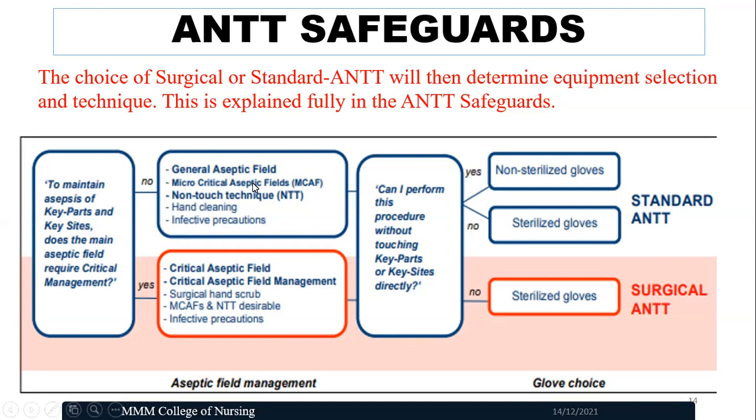Next, we'll see the microcritical aseptic field. Here also we ensure the asepsis. That is, the caps or the covers which come in contact with the key parts during the procedures are ensured to be sterile. Ensuring the sterility or the thorough cleanliness of the caps and covers, that is the sterile caps and covers, is called the microcritical aseptic field. Hope now you understand this microcritical, general aseptic field and the critical aseptic field.